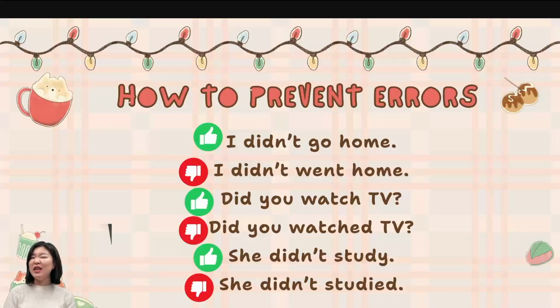So how to prevent errors? "I didn't go home." Do you see that go did not change into went? It's wrong to write "I didn't went home." So make sure that you do not change the base form of a verb when you're using a negative or question form. I'm just going to read the next examples. "Did you watch TV?" and not "Did you watched TV." "She didn't study." Not "She didn't studied." Make sure that it's in the base form. You got that?